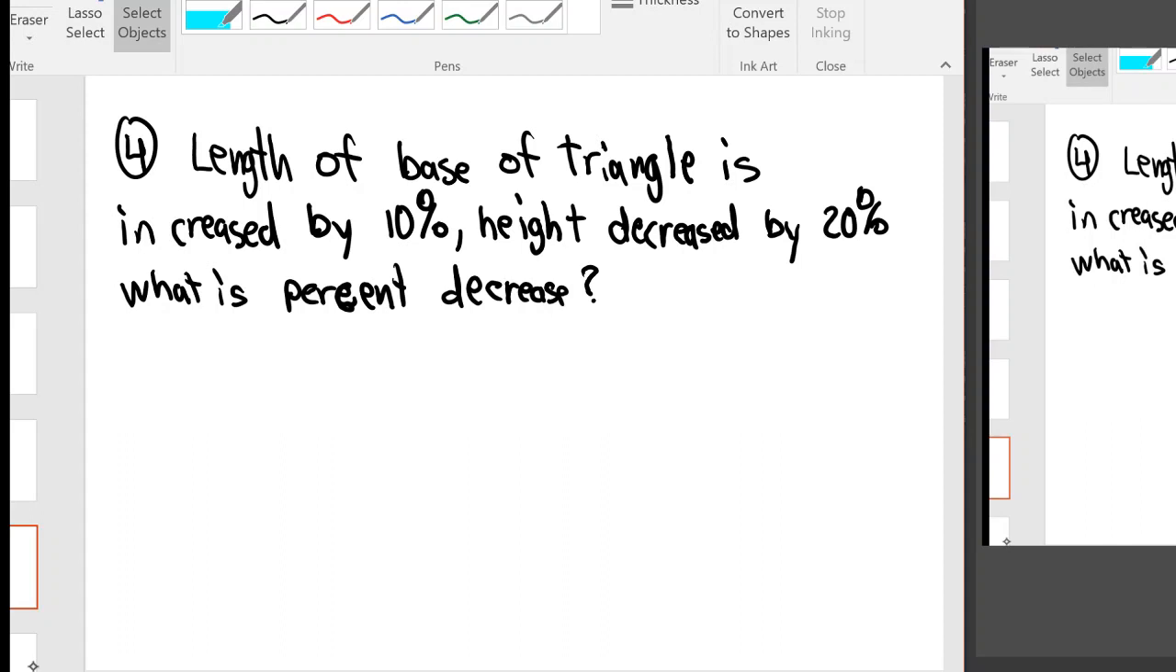Okay, so next problem. Ooh, tough one. The length of a base is increased by 10% and the height is decreased by 20%. What is the percent decrease? So when you're thinking about percents, sometimes it's good to think about them in terms of proportions. Sometimes it's good to think about them in terms of decimals.